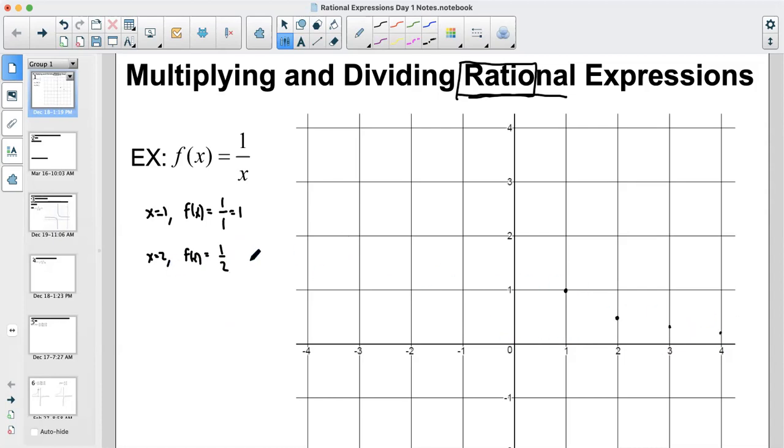But if I take x equals 1/2, if I put 1/2 in here for f of x, I get 1 over 1/2, which is really equal to 2. 2 1/2s fit into 1. That's how division works. So when x is a half, y is 2. And similarly, when x is a third, y is 3. And when x is a fourth, y is 4.